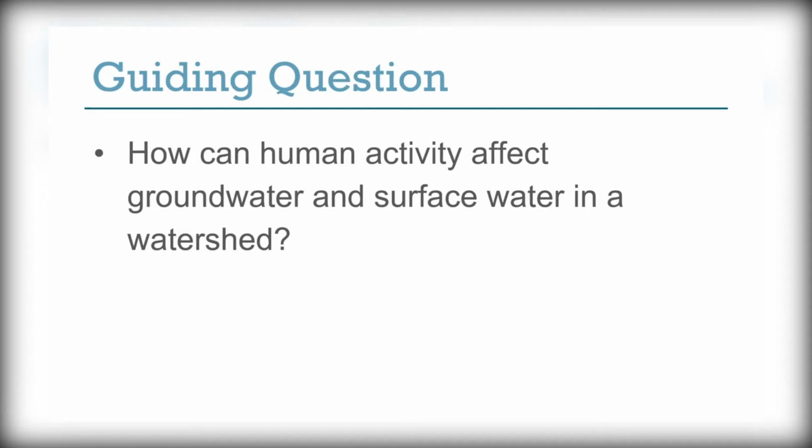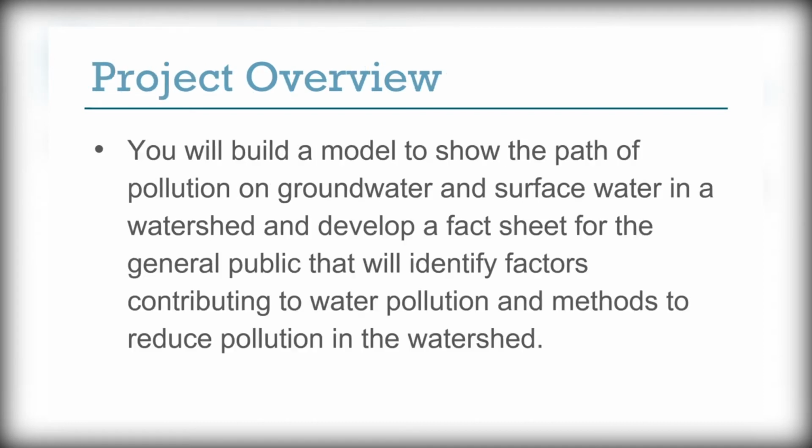The guiding question: how can human activity affect groundwater and surface water in a watershed? Project overview. You will build a model to show the path of pollution on groundwater and surface water in a watershed, and develop a fact sheet for the general public that will identify factors contributing to water pollution and those factors and methods that are used to reduce pollution in the watershed.